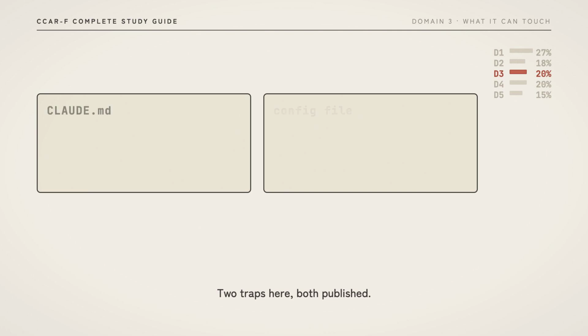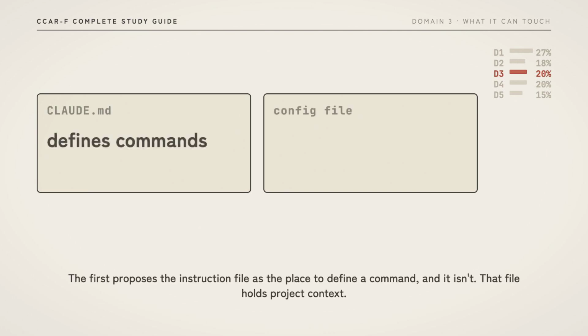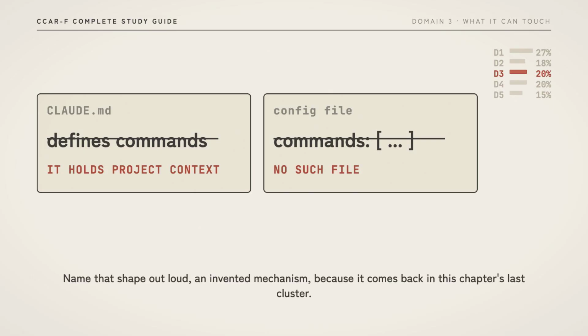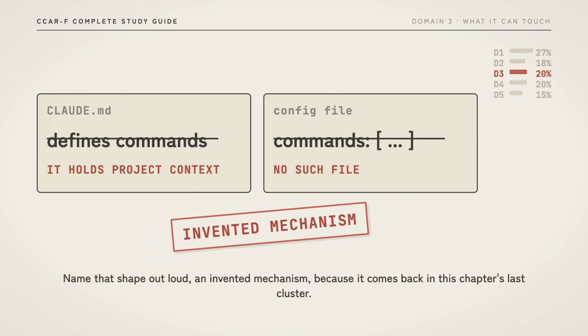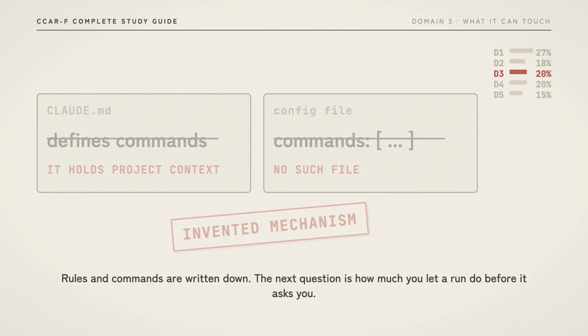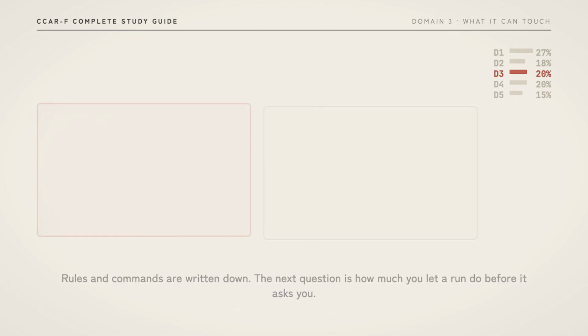2 traps here, both published. The first proposes the instruction file as the place to define a command, and it isn't. That file holds project context. The second is a config file with a commands array in it, which simply doesn't exist. Name that shape out loud: an invented mechanism, because it comes back in this chapter's last cluster. Rules and commands are written down. The next question is how much you let a run do before it asks you.